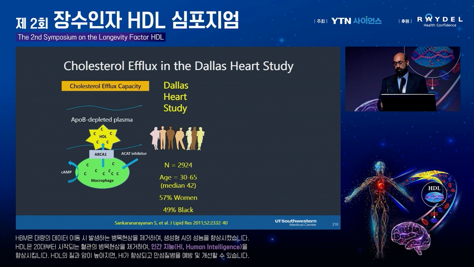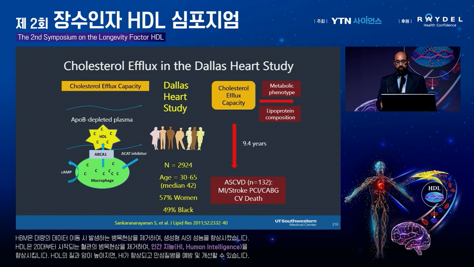We studied this in almost 3,000 participants who were healthy without heart disease in the Dallas Heart Study. The median age was 42, so they were young adults. A little over half were women and half were Black or African American by study design. And we undertook cross-sectional relationships with metabolic and lipid phenotypes, as well as a longitudinal assessment of the relationship between baseline cholesterol efflux and the incidence of developing ASCVD. In this case, defined by the incidence of endpoints like MI, heart attack, stroke, coronary revascularization, and cardiovascular death.